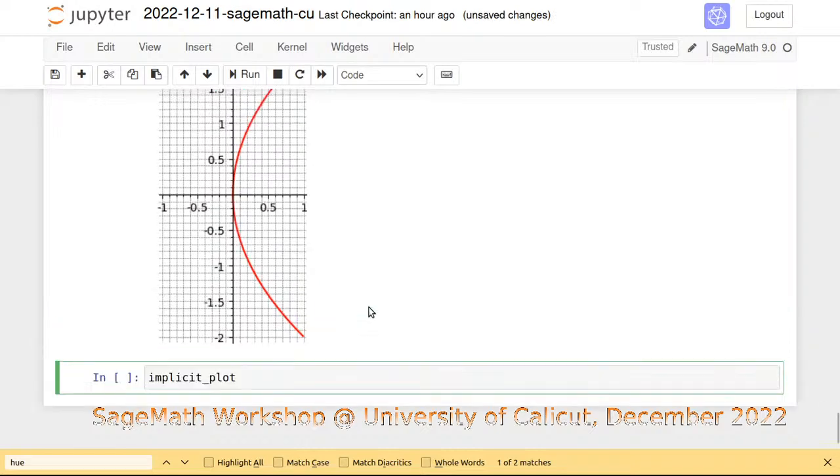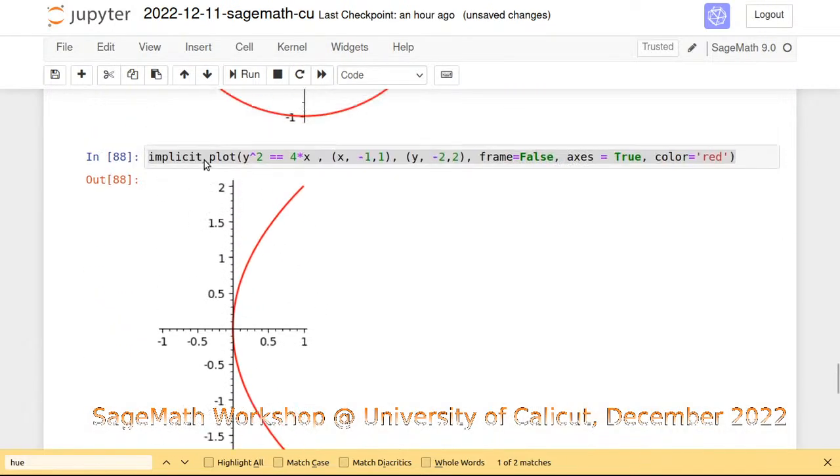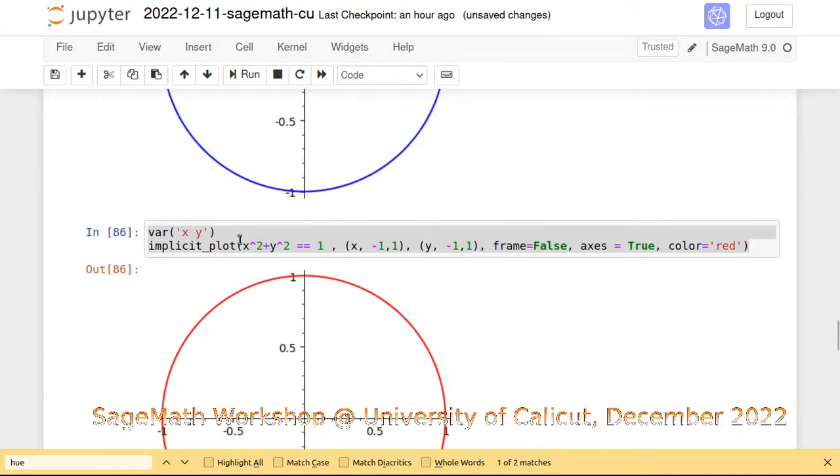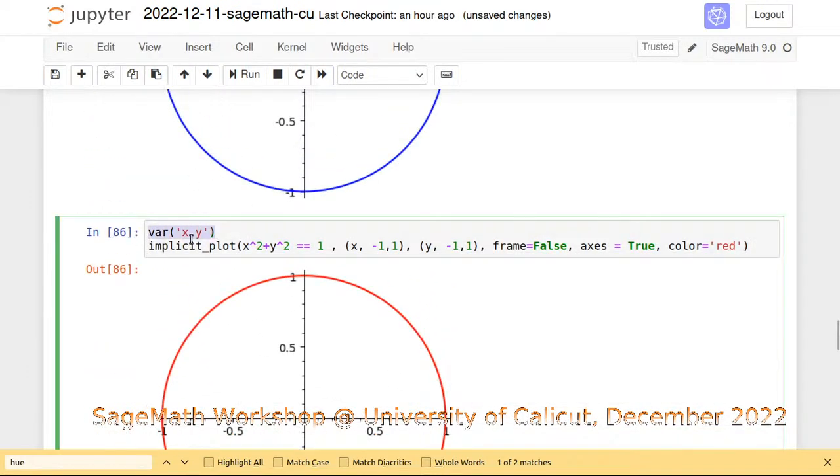And one more thing, here I have already defined this variable y. So again and again, I need not do that. Here variable x and y I have defined using a single command, x space y. But if I use xy, it will be treated as a single variable. We should not do that. Give one space or a comma.